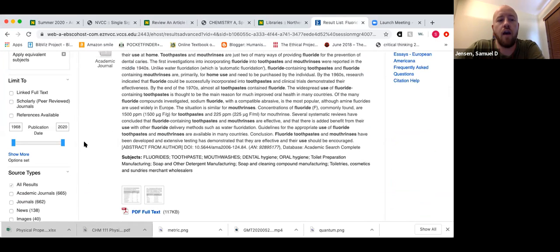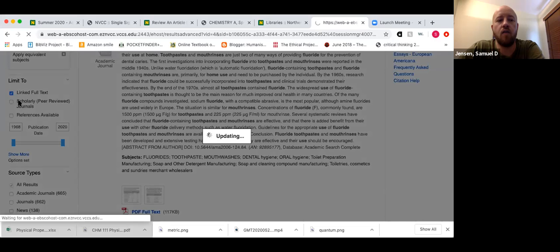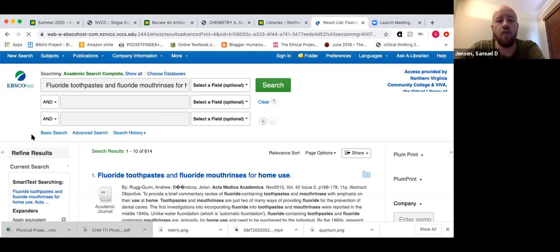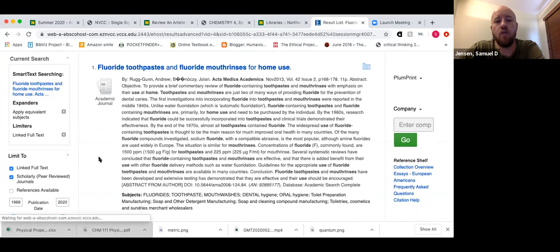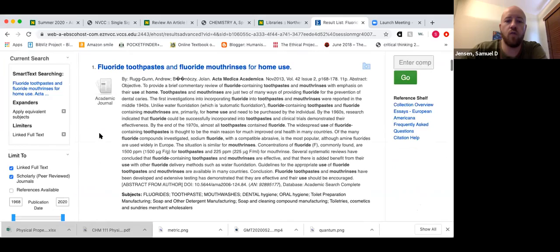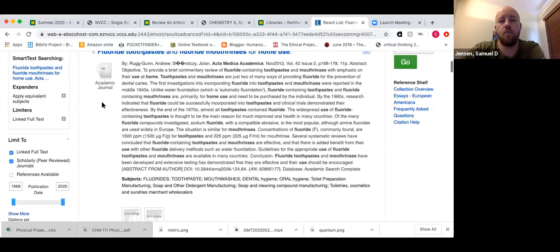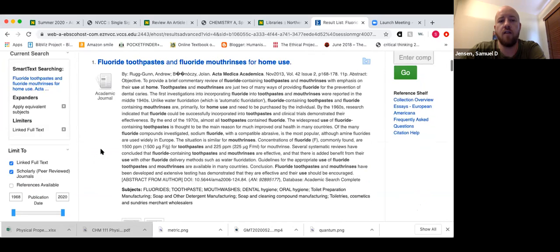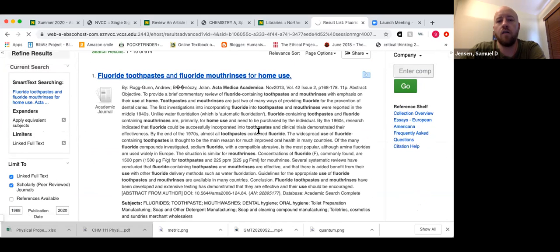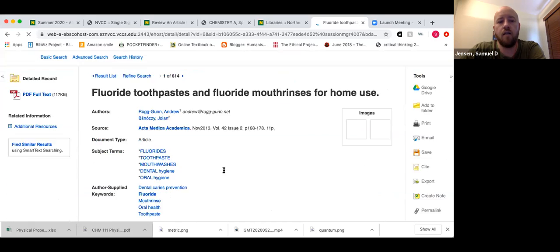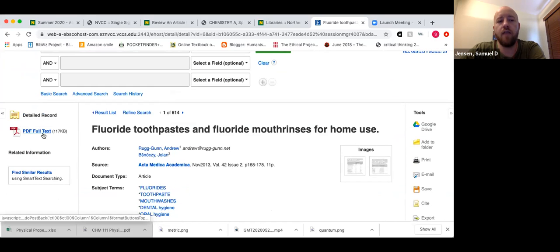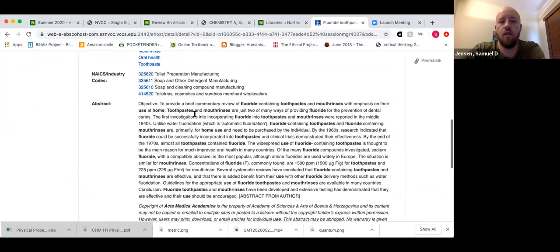There are a variety of search criteria that you can use. If you want peer-reviewed journals and the full text, it will update and give you access to just the ones where you have the full text. If you want to do research on any other subject, peer-reviewed articles are always a great place to start. When you find the article, you can go into it and they have the full PDF text that you can download. A lot of these, you'll find an abstract.